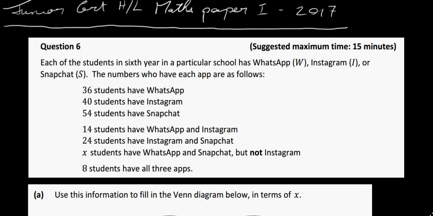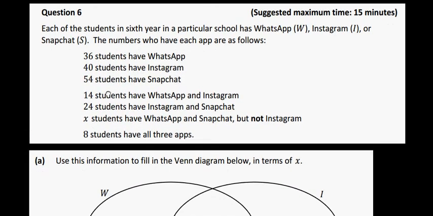Right, so in this video I'm just going to have a look at the Junior Cert Higher Level Maths Paper 1 2017. I'm going to have a look at questions 6 and 7. So this is question 6 here, and it's to do with Venn diagram, filling out a Venn diagram. So we're given some information here, and we've got to fill out this Venn diagram down below here, given this information. So let's have a look.